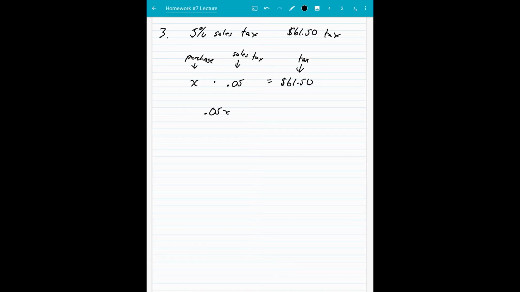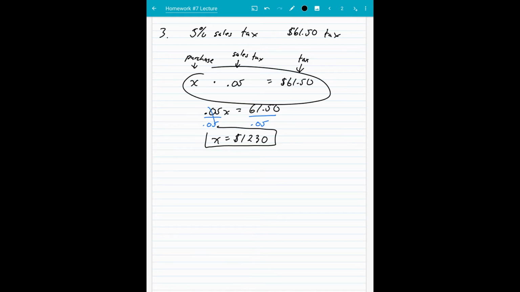Again, we would do the algebra for this. 61.50. You just got to divide both sides by 0.05. Don't forget about the 0.05 on both sides. As we get, X equals $1,230. That's all there is to it. So setting up your percentage problem in this manner, again, I find is a little more helpful. We can figure out what's going on algebraically and how we do it in real life. We always set up things like this when we're talking about finding tax.